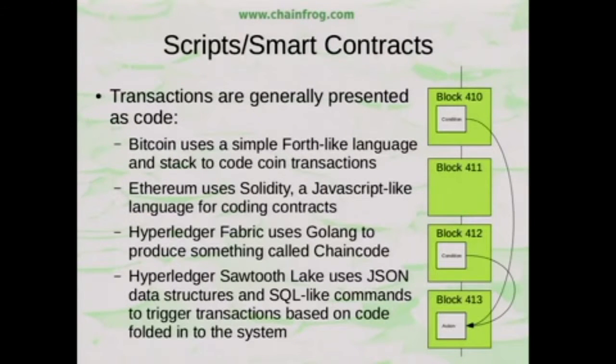Okay, so that's kind of covering how cryptographic keys are used to provide for identity and ownership on a blockchain. Now I'm going to touch briefly on scripts and smart contracts.